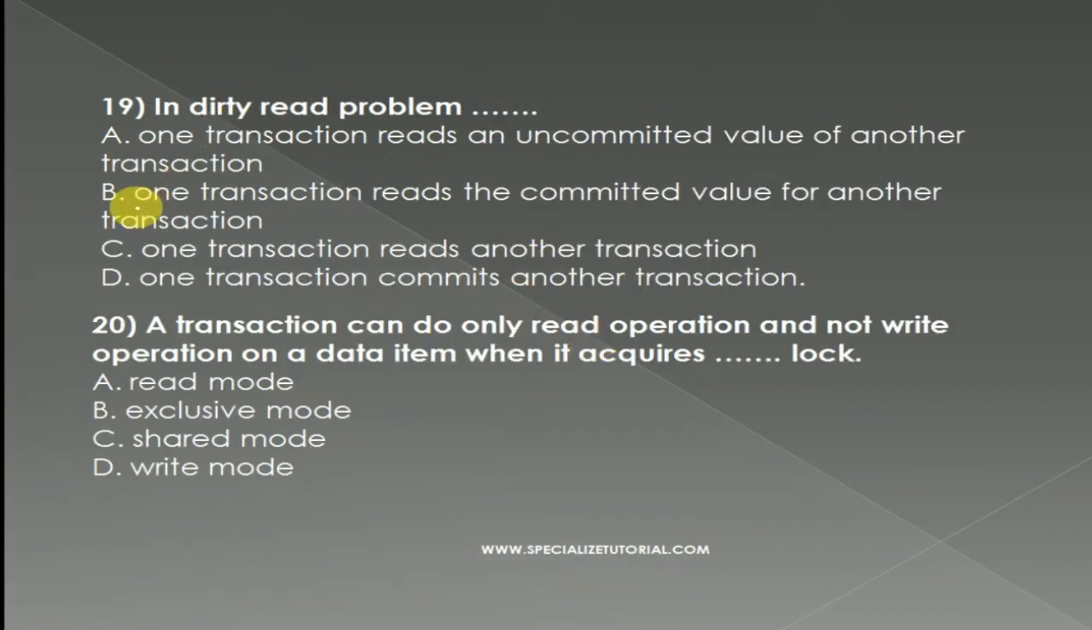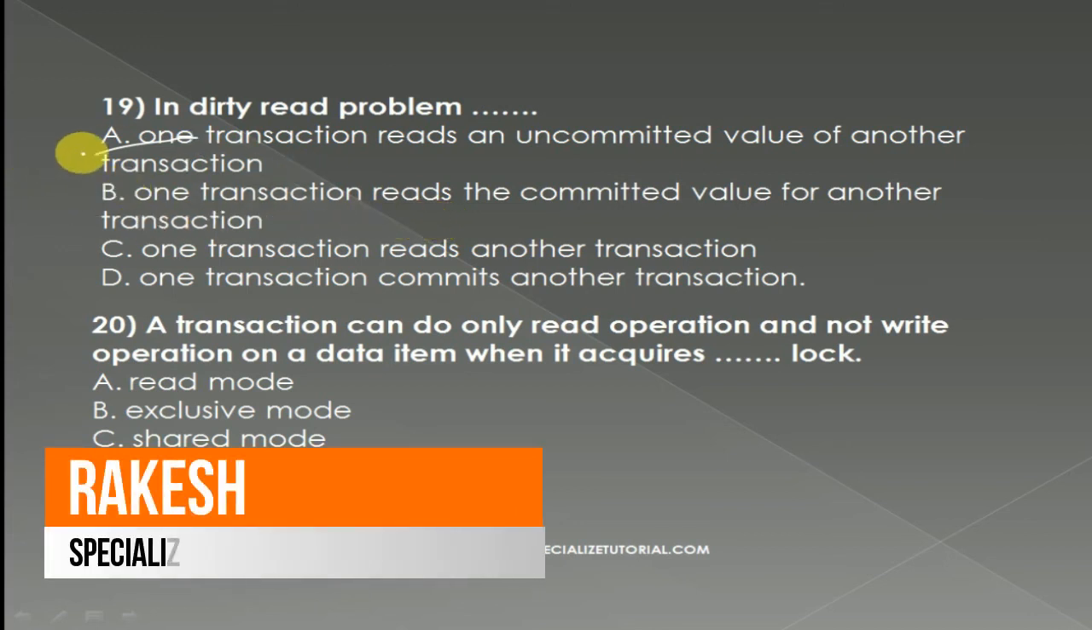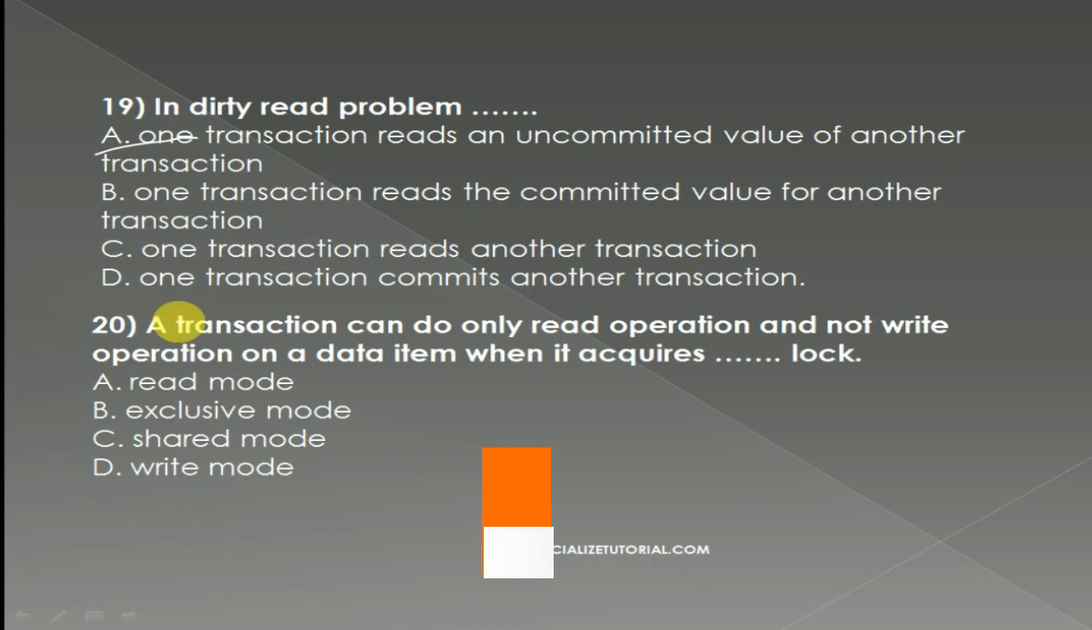Question number 19. In a dirty read problem, one transaction reads an uncommitted value of another transaction. Basically this is the main idea. Other options: one transaction reads a committed value from another transaction? No. One transaction committed another transaction? No. So the first is the right answer. The dirty read problem is where one transaction reads an uncommitted value of another transaction. Now take question number 20.